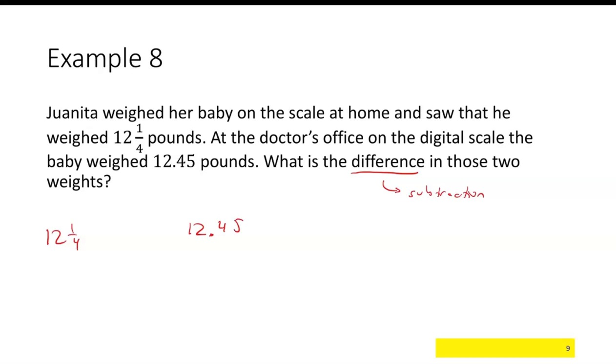Simpler if I just write them both in decimals. So 12 1/4 is 12.25. And 12.45, so the larger number is 12.45. Subtract off 12.25, and we're left with 0.2 pounds. So it looks like the difference between those two weights is 0.2 of a pound.